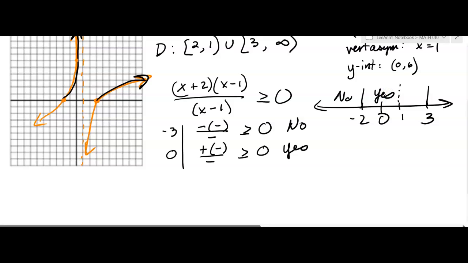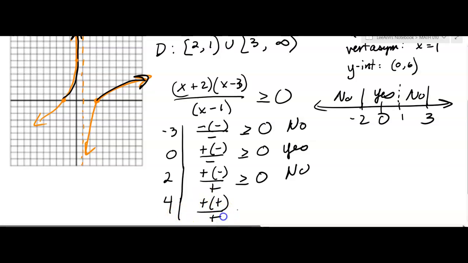And then you could try a number between 1 and 3, like 2. Whoops, this is supposed to be a 3 there. That would give you a positive times a negative over a positive. Is that greater than or equal to 0? No, that's going to be negative. And then you could try a number like 4. That would give you a positive times a positive over a positive. Is that greater than or equal to 0? Yes.